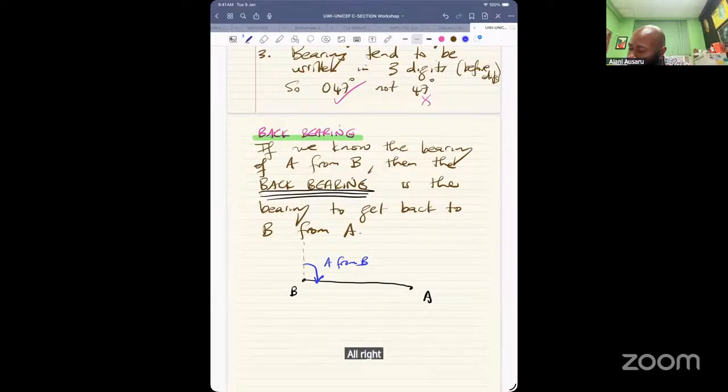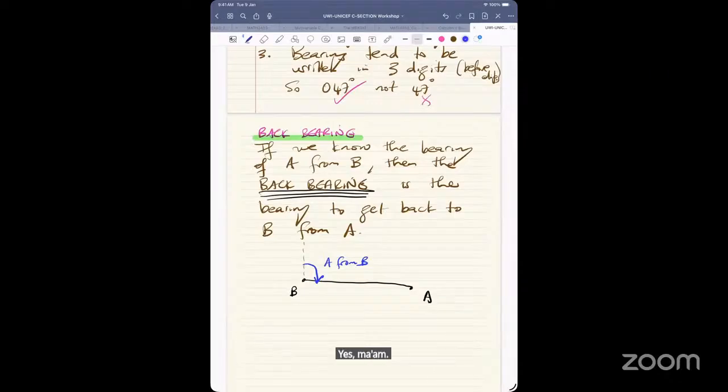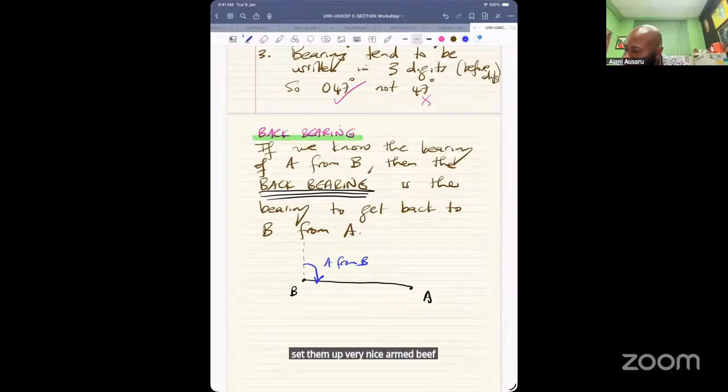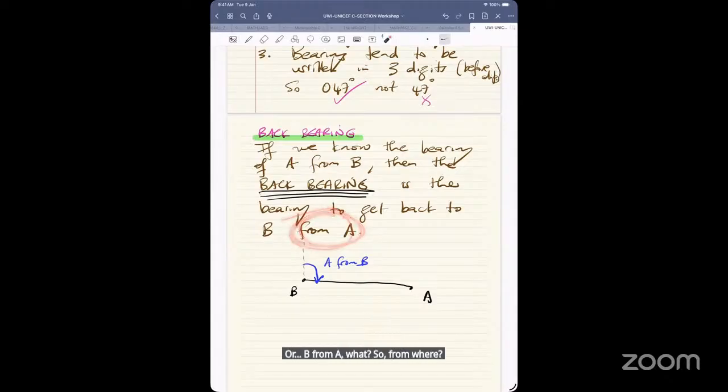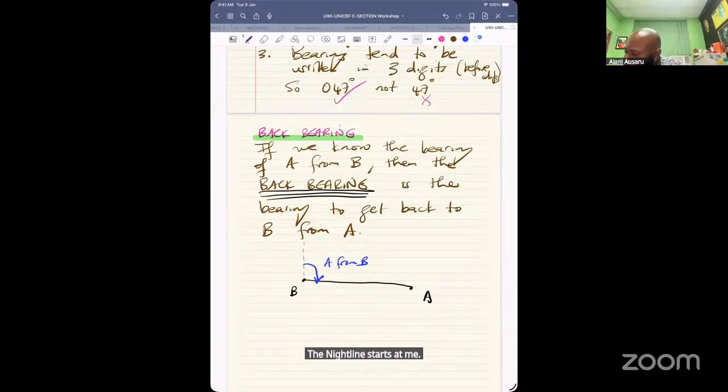All right. So what is the back bearing now? The back bearing is B from A. If you say back bearing, B from A, what does that mean? From where? From A. It means the north line starts from A. That line must be drawn through A, correct?